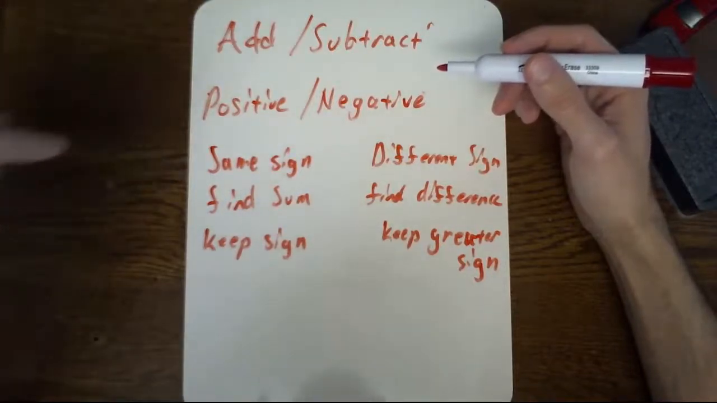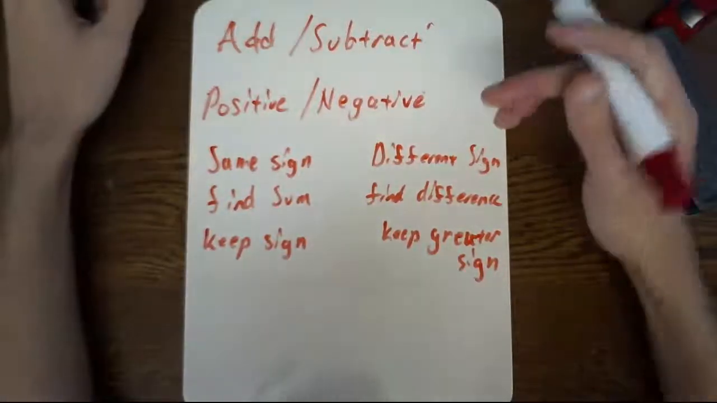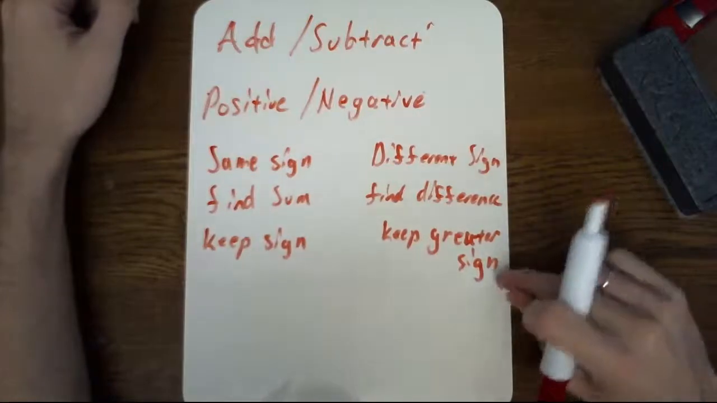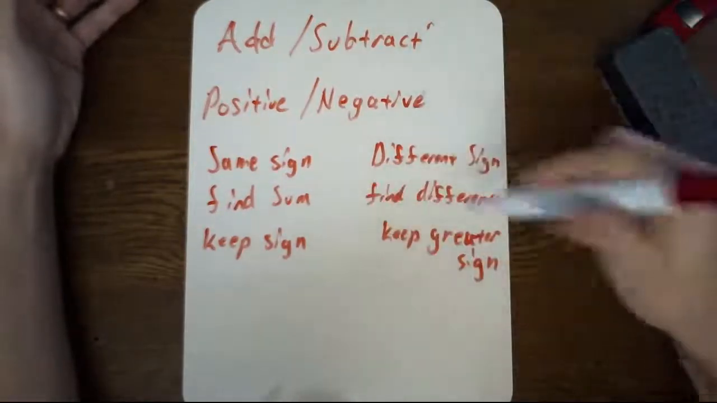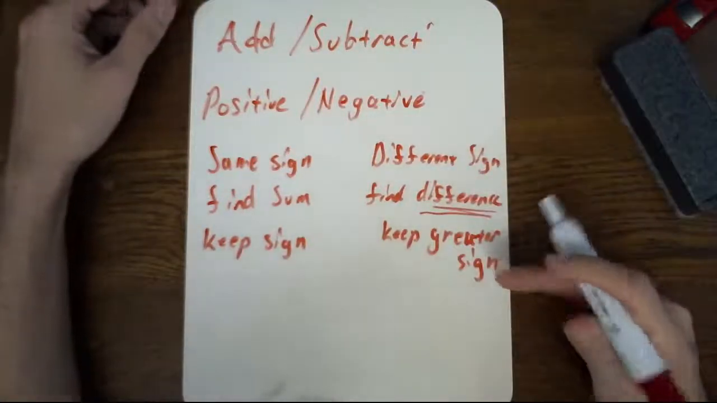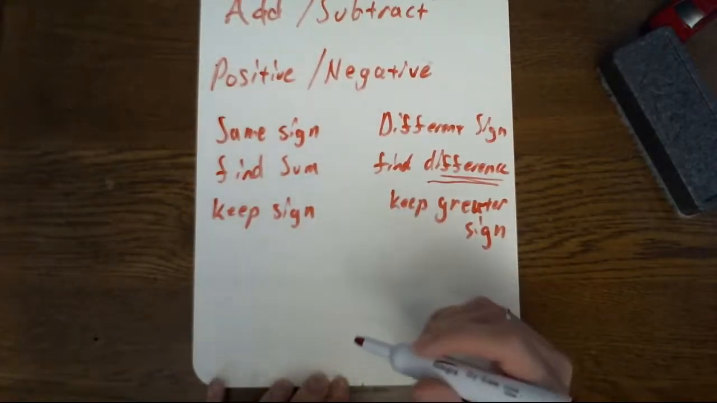Same sign, find the sum, keep the same sign. Different sign, find the difference, but you keep the greater sign. So that one doesn't exactly fit with the whole consonants thing, but different signs, find the difference. What does difference mean? Subtraction.